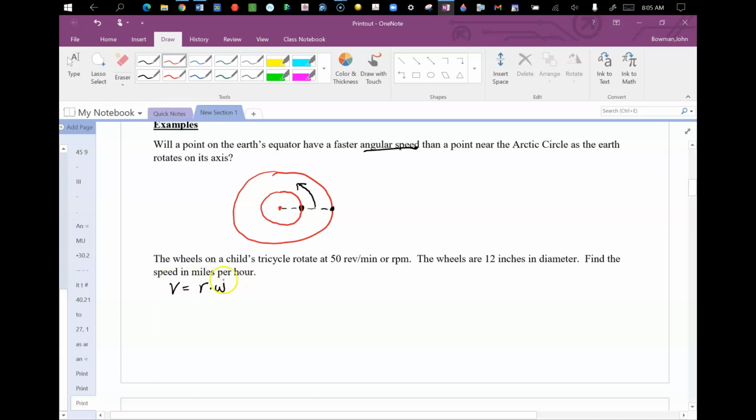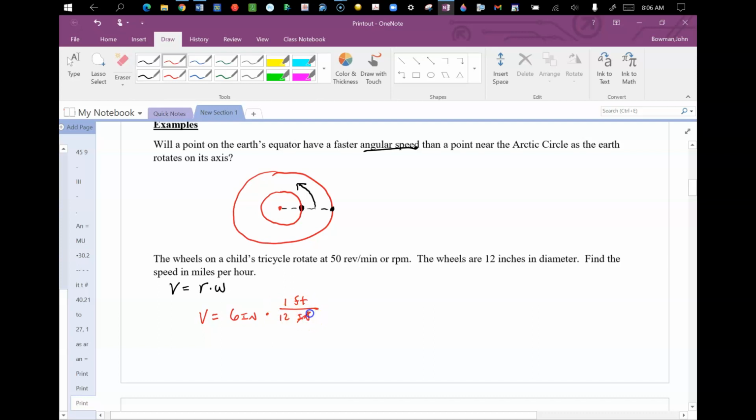The speed is referring to the linear speed. So we're trying to solve for V. So first of all, we have the radius, which is in inches. So we have 6 inches. And we want to convert that to miles per hour. So you can change the order of these conversions, but I like to keep consistent. I'm going to convert my radius of 6 inches to miles first. So what do we have? We have 1 foot per every 12 inches.